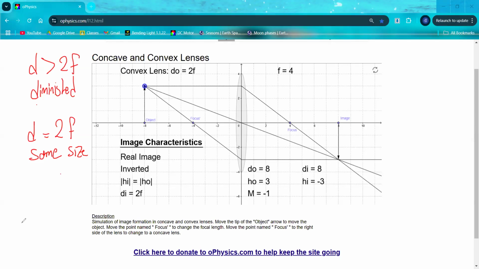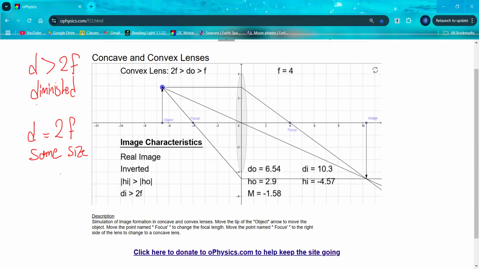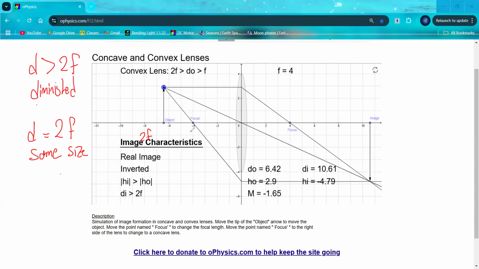What happens if the object gets closer than 2f, between 2f and f? The image gets larger. So if the distance is less than 2f but greater than f, the image becomes larger. It's real, inverted, and enlarged.